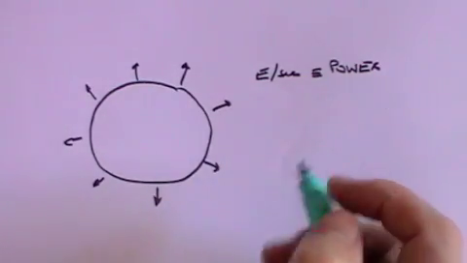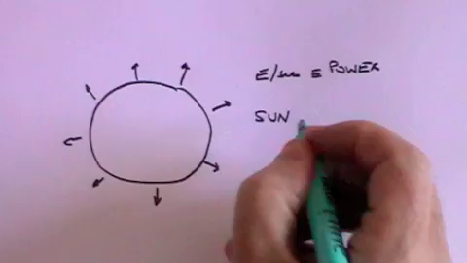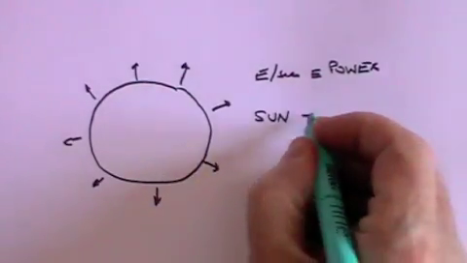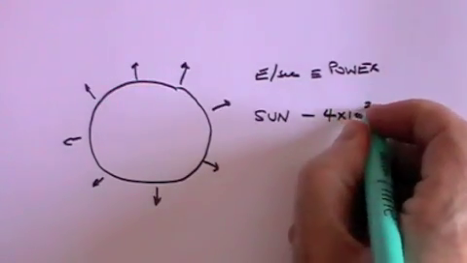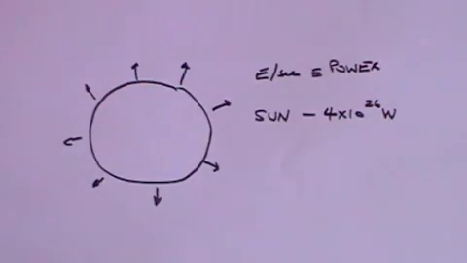And just to give you some idea, our own sun has a luminosity of 4 times 10 to the 26 watts, which means that's 4 times 10 to the 26 joules every second. So luminosity is total energy radiated every second.